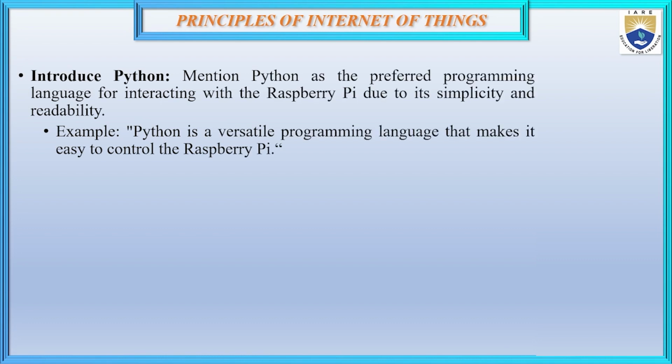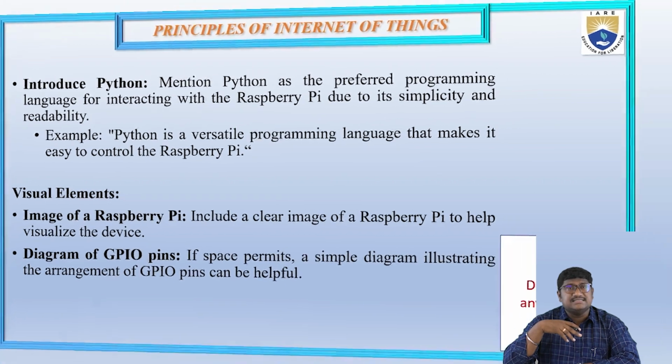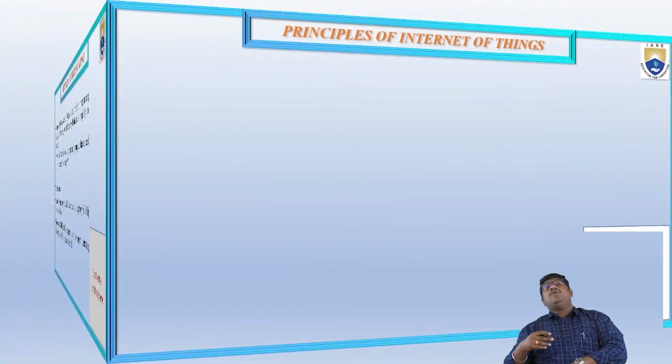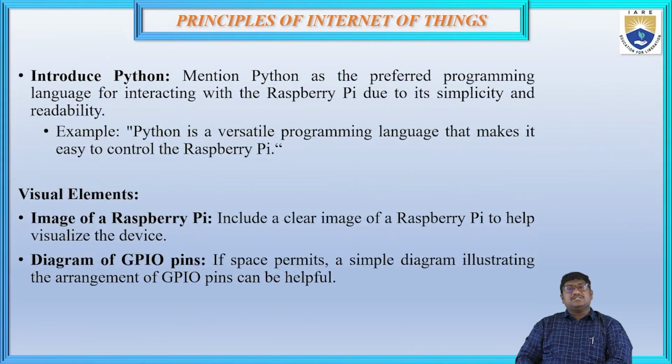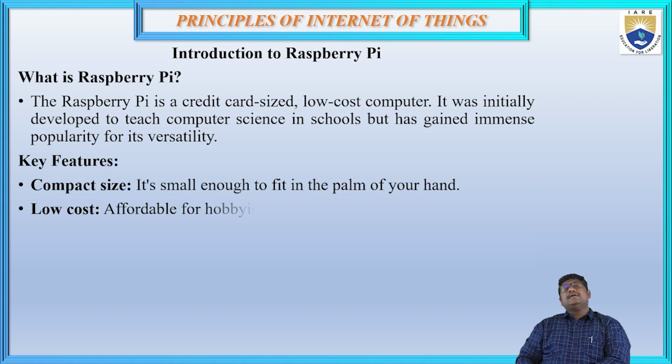And coming to the next one, we need to know about what Python is. Whenever we are talking about Raspberry, we need to know about Python. Python is a versatile programming language which makes it very easy to control the Raspberry Pi. So we require an IDE to be installed, and by using the Python programming language, we are configuring the things. Visualize elements. How are we going to visualize? An image of Raspberry Pi. A clear image is going to be shown to you for a better understanding along with the diagram. Have a look, guys.